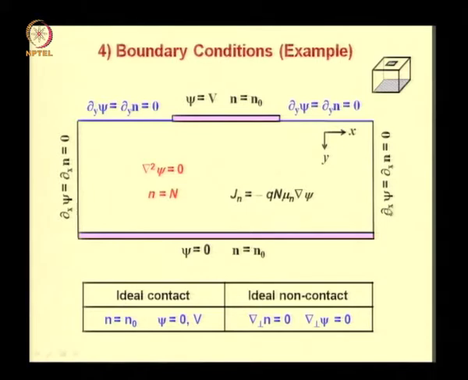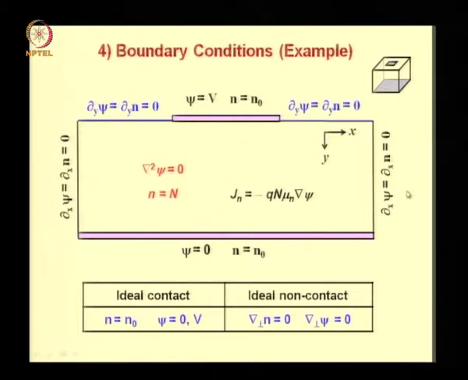Following the same approach, on the 2 side non-contact boundaries you have the gradients of psi and n in the x direction as 0. This is our x direction. So no electric field escapes normal to this surface, no current escapes normal to this surface.